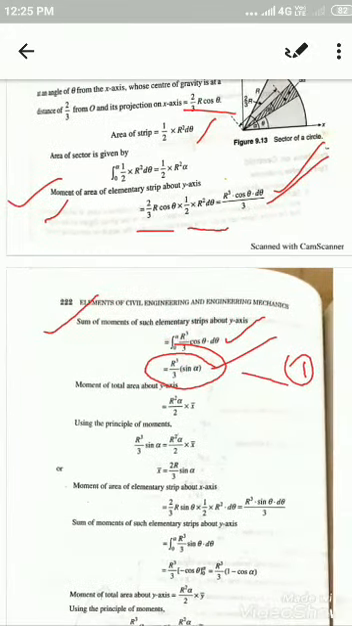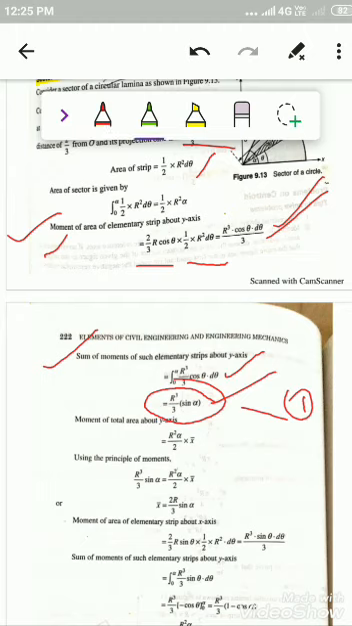Now you have to calculate the moment of the total area about the y-axis. You can observe here the moment of total area. Total area is nothing but the area of the sector, half into r square into alpha. It is the total area of the sector. So the moment of total area about the y-axis is equal to area into perpendicular distance x bar. Let us consider this as equation 2.